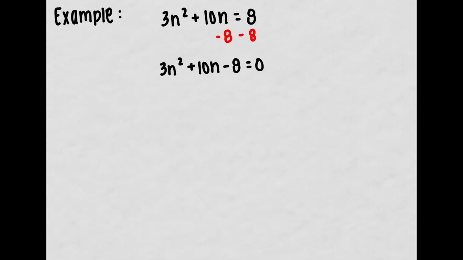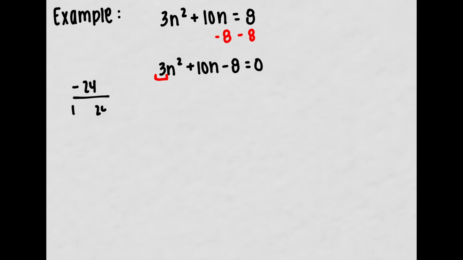Once it is equal to 0, I can now start my actual process. I'm going to start factoring first. There isn't a GCF, this isn't difference of squares, but there are 3 terms, which means it is a trinomial. When I look at the coefficient with the squared, it is greater than 1. So I'm going to take 3 and I'm going to multiply it by that negative 8, and that's going to give me a negative 24.